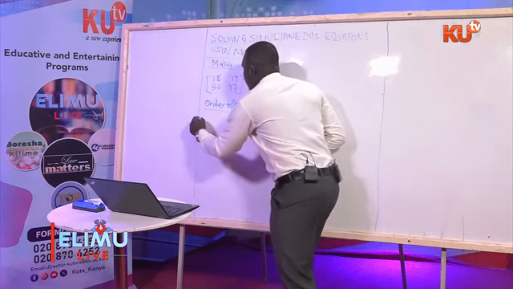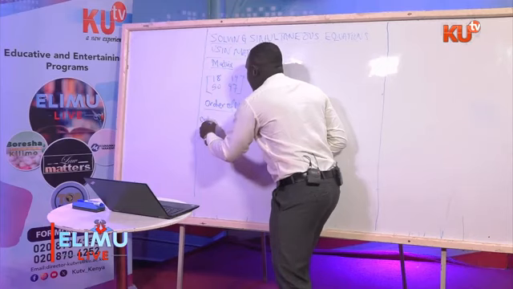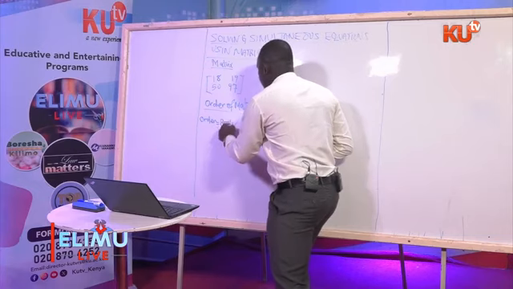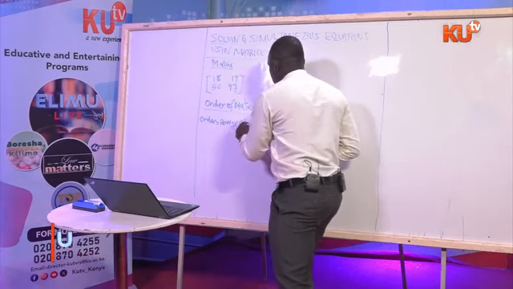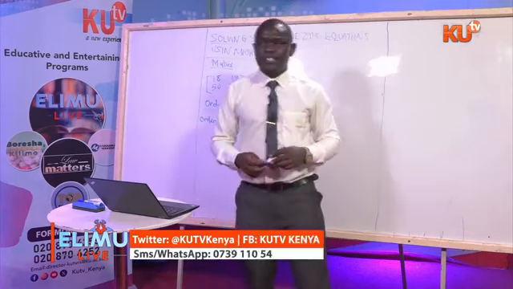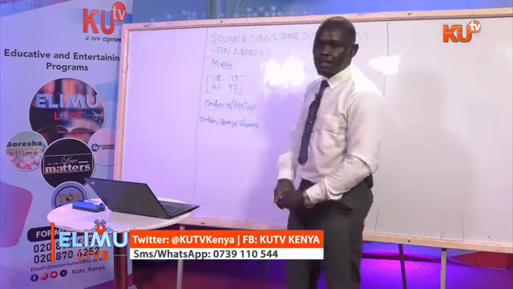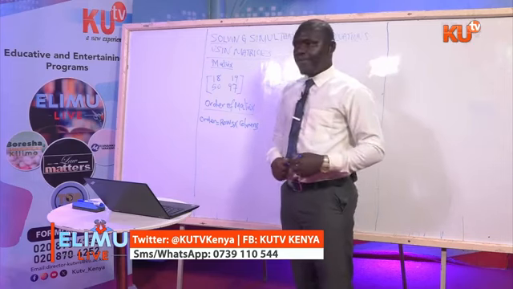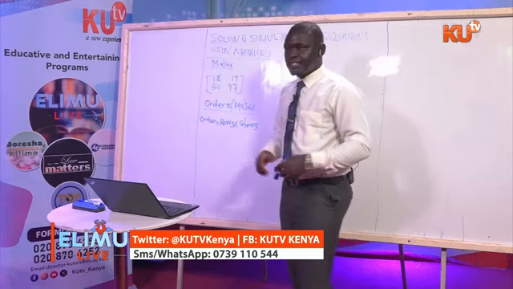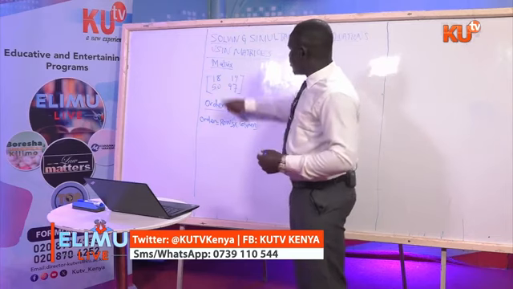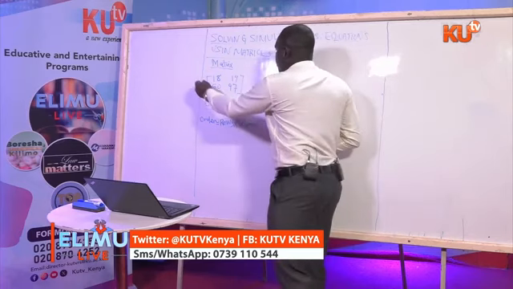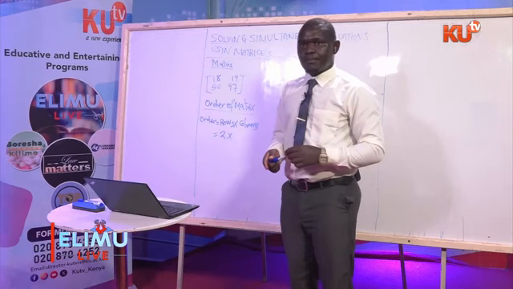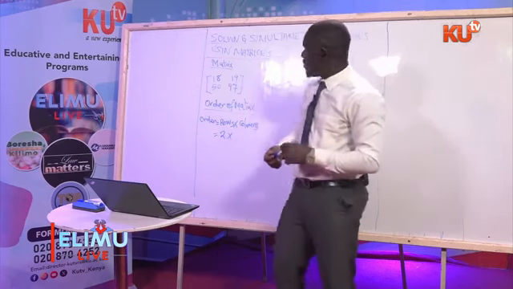So the order of the matrix, learners, is normally given by rows times columns. For example, look at this matrix I've written here. How many rows do you think are there? Yes, we have 2 rows in this matrix because this is the first row and this is the second row. What about the columns? How many columns are there?